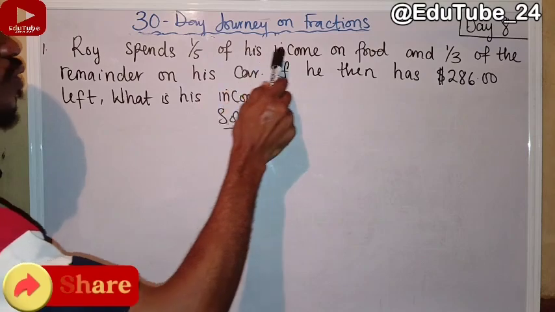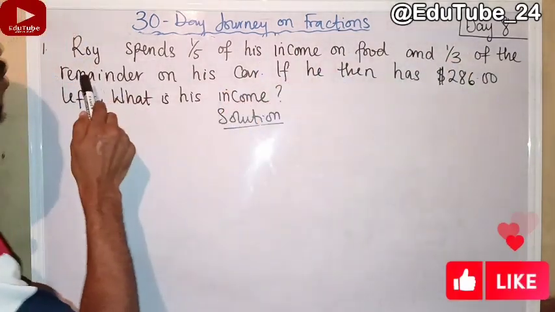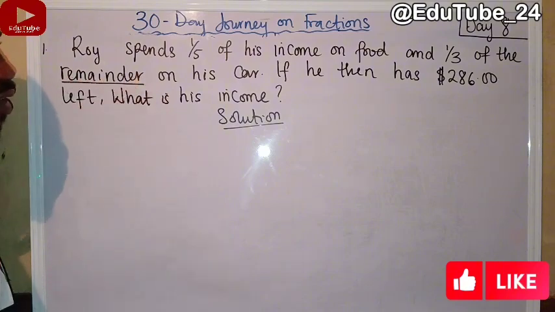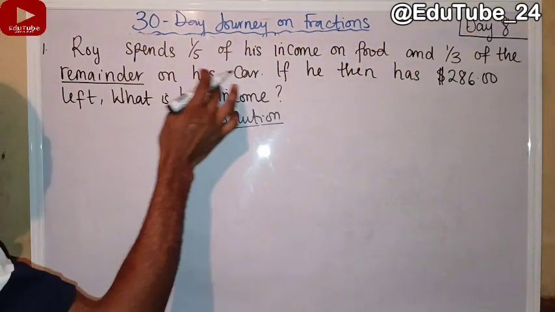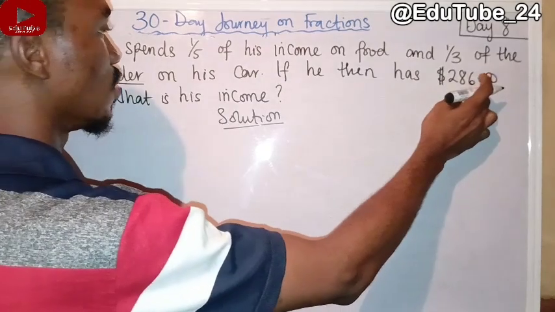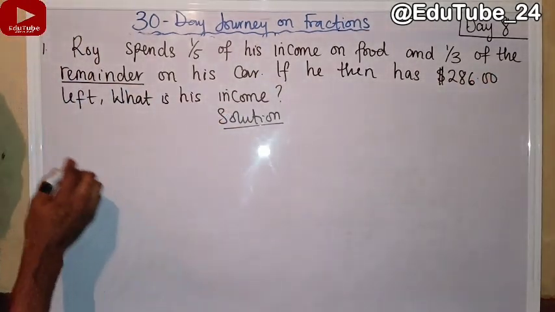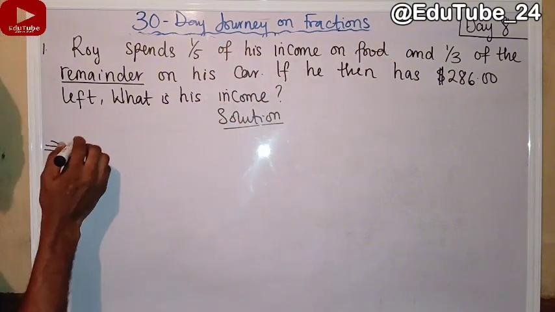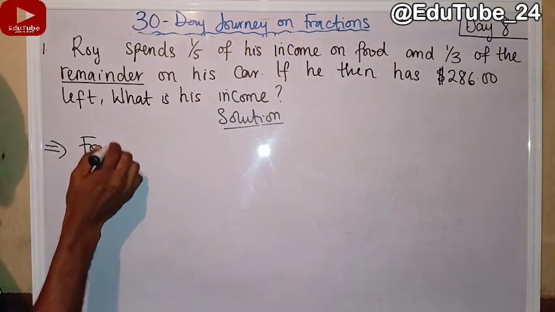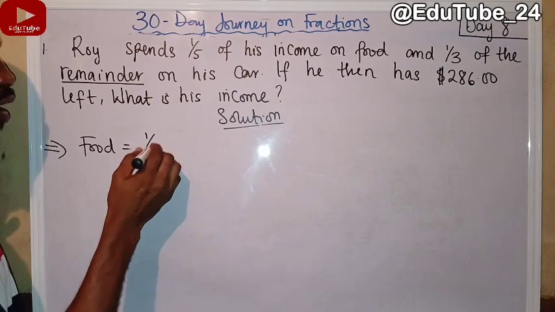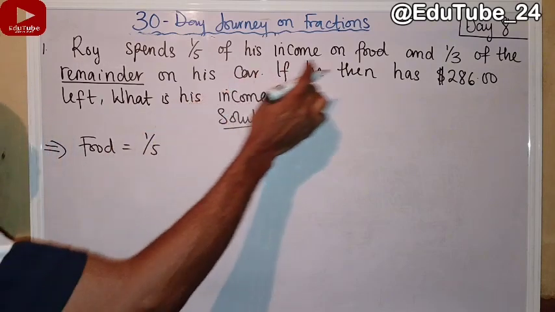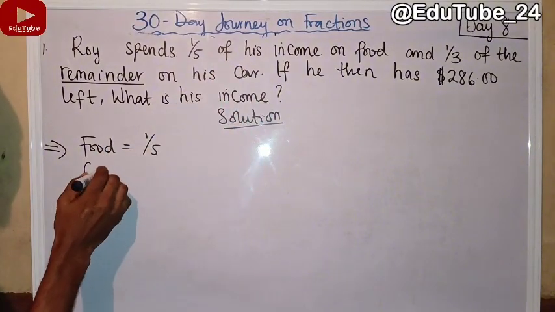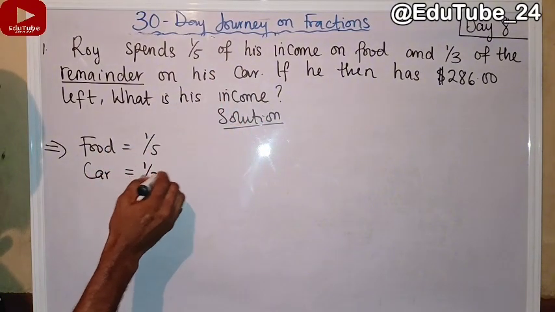Roy spends 1/5 of his income on food and 1/3 of the remainder. So we are going to underline this keyword as a point of attention. 1/3 of the remainder on his car. If he then has $286 left, what is his income? So let's interpret straight away. Roy spends 1/5 of his income on food, so I am going to type that food. He spent 1/5 of his income on food, and then 1/3 of the remainder on his car. So we are going to write car. He spent 1/3 of the remainder.